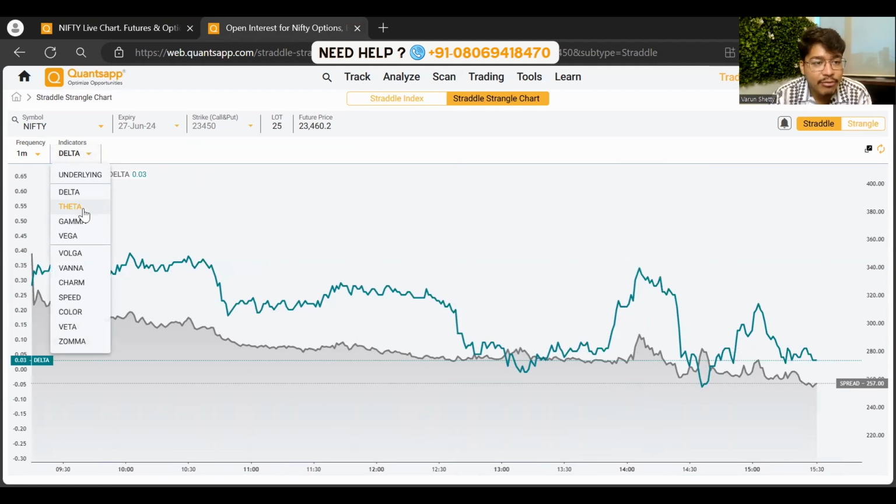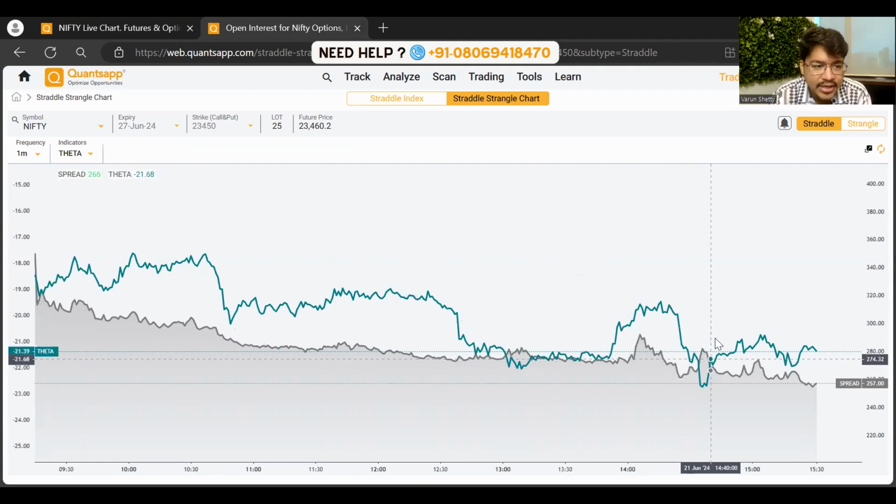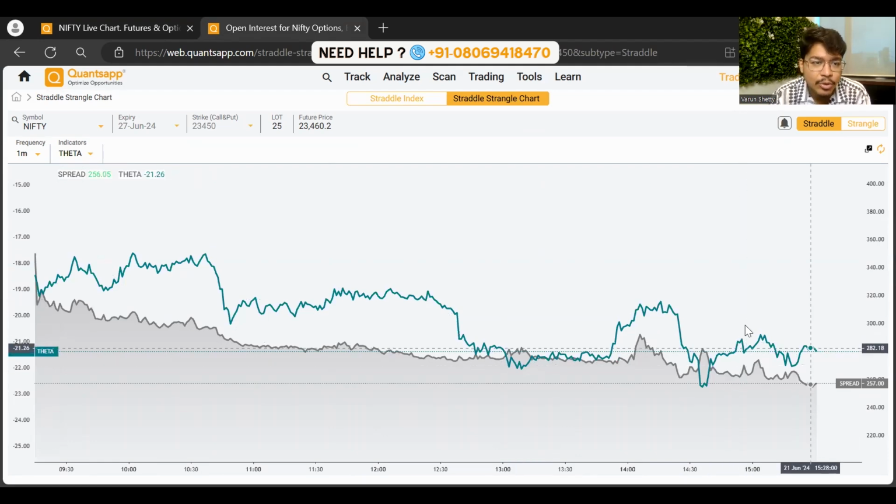We also have the data for theta. So theta, we all know theta keeps on increasing, right? So on the negative side, theta keeps on increasing. So you can see that it's a negative value. So theta keeps on increasing as time goes by.